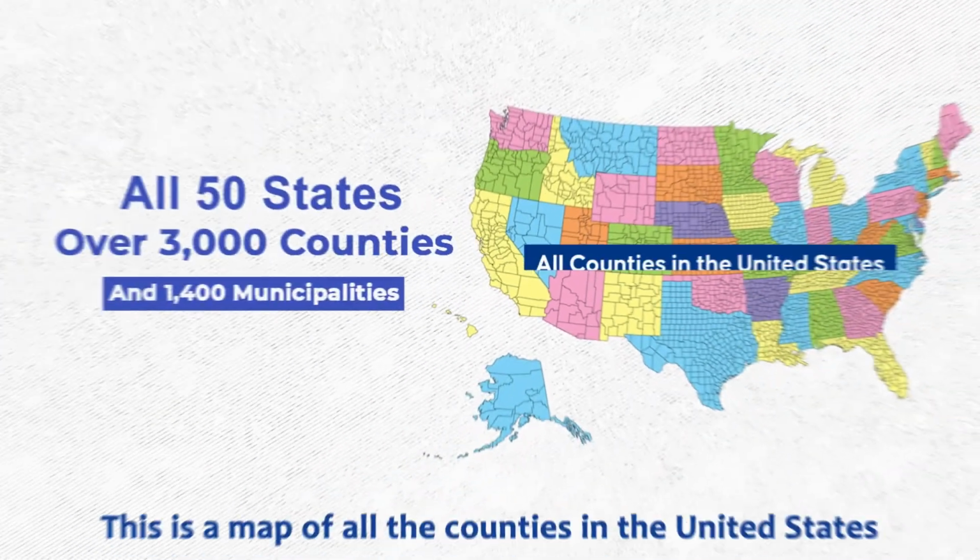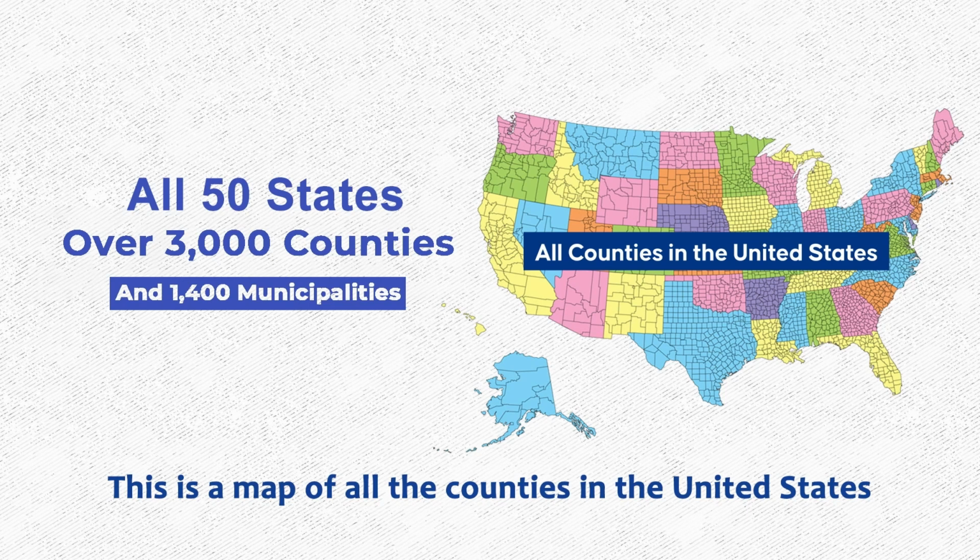Okay, all right, so to find a property, first of all, the United States has 50 states, as we all know, but what's more important is that they have over 3,000 counties.